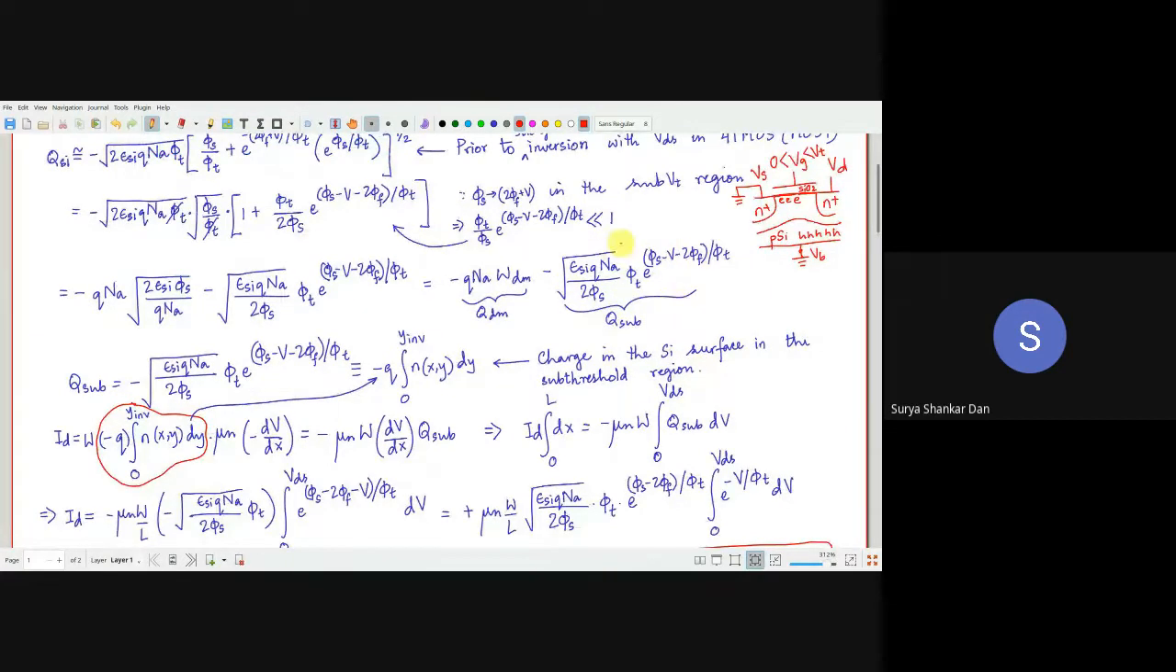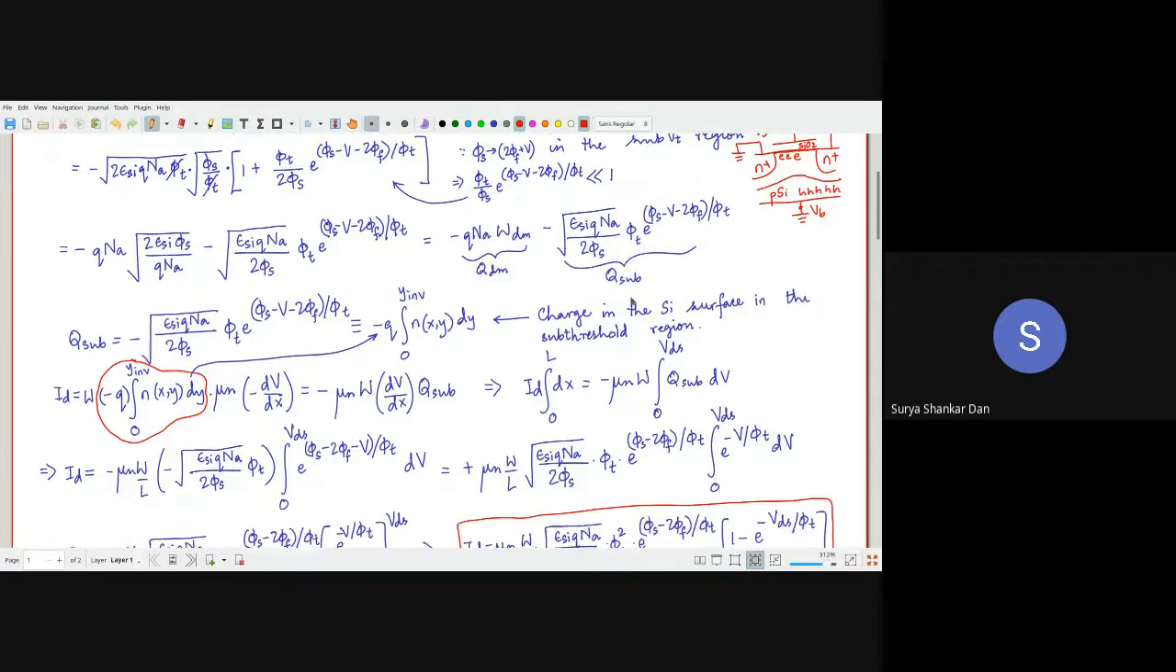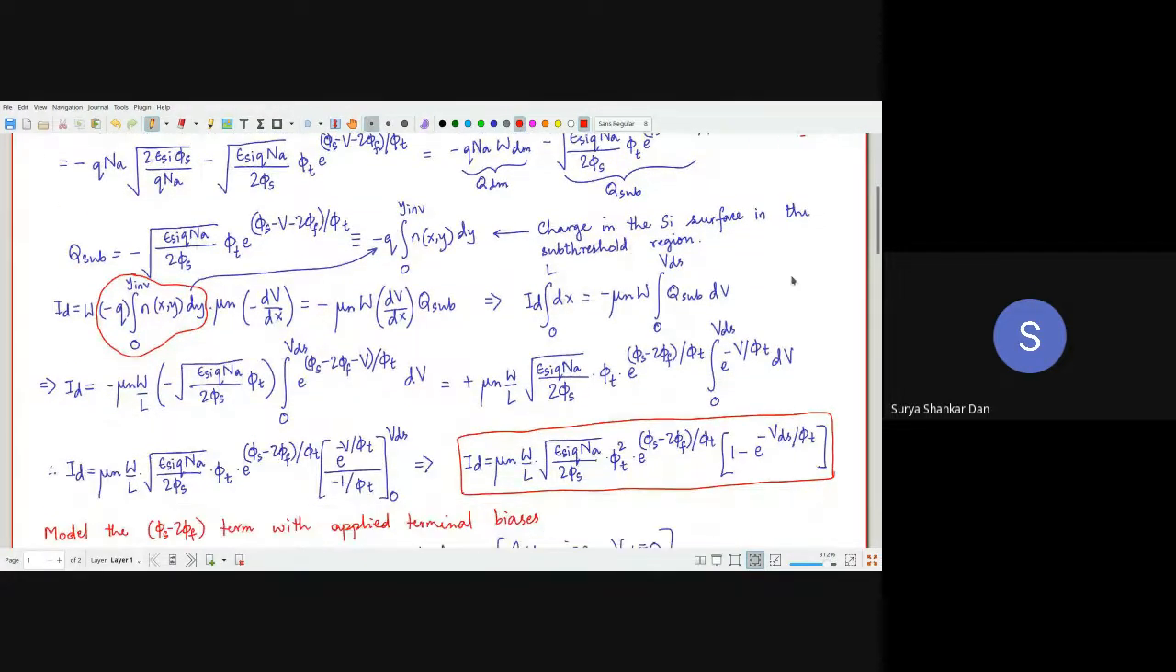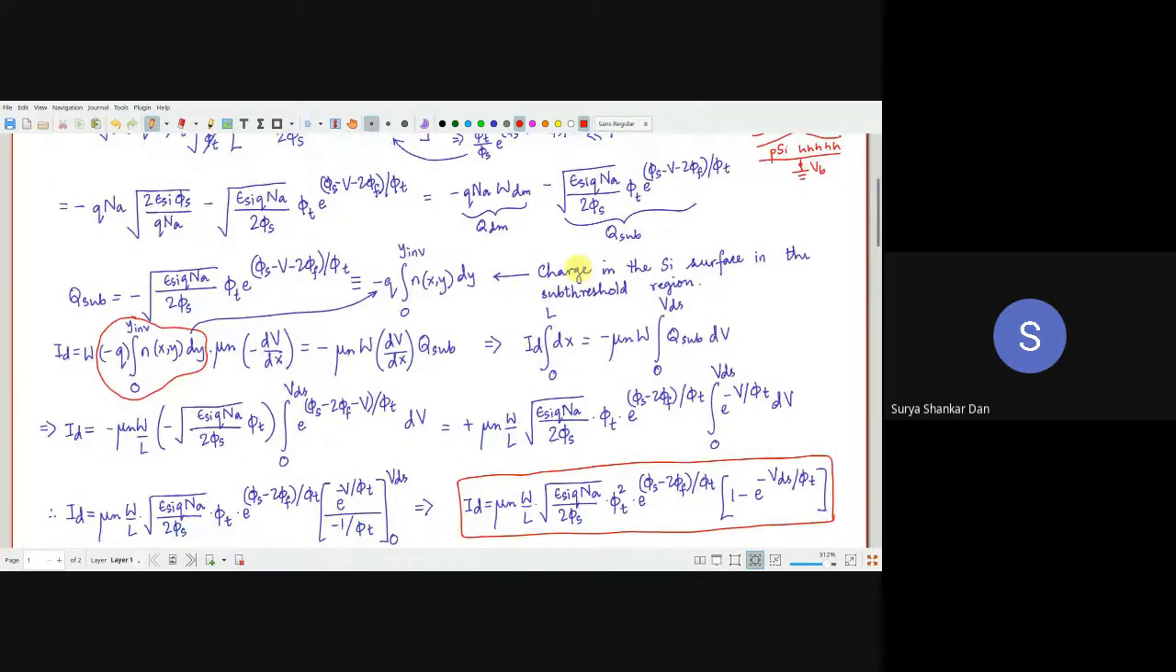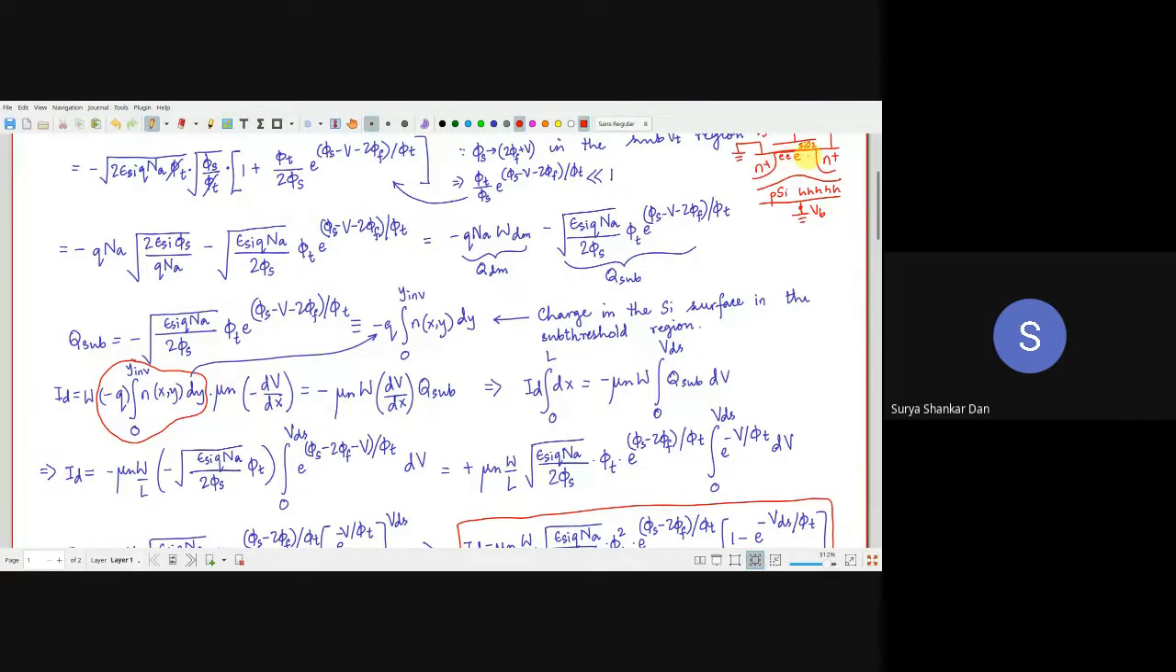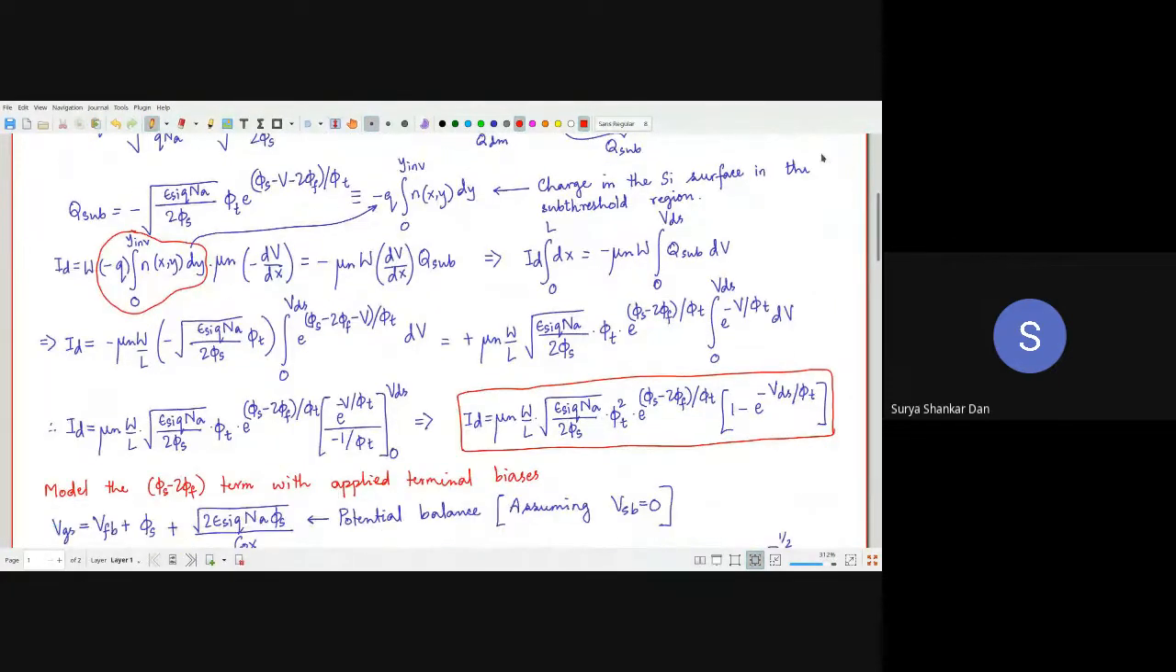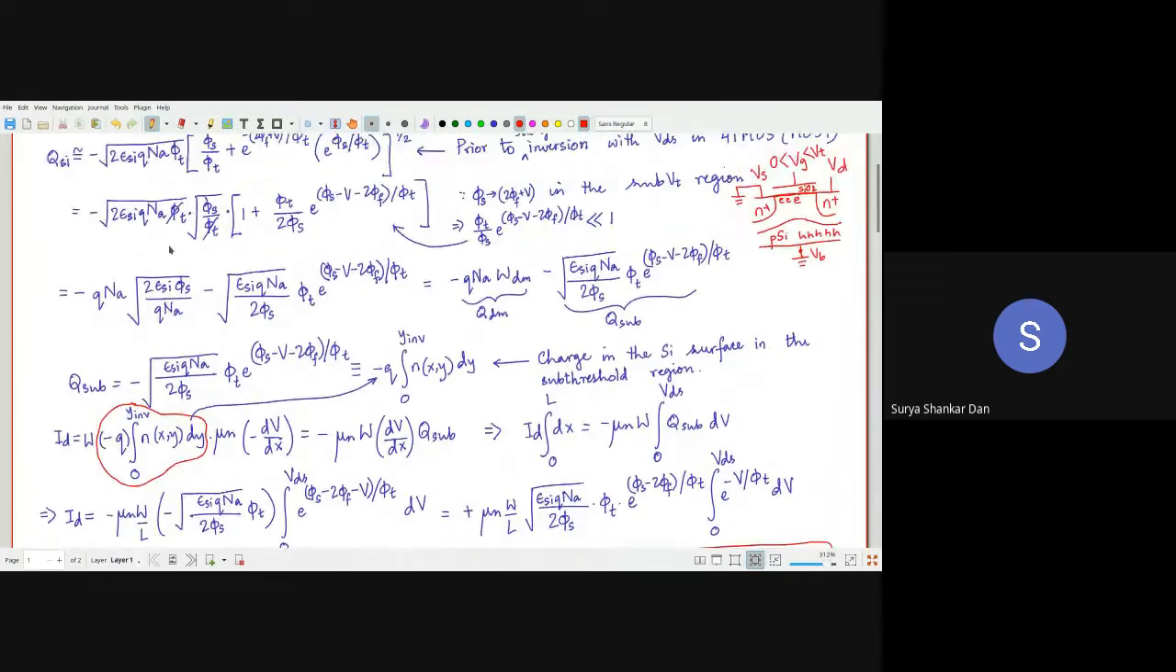Once we get hold of the subthreshold region charge, then we can go ahead and find the current. So this is the charge in the silicon surface in the subthreshold region. From there, I have tried to figure out the current which is possible because of this charge flowing along this surface region. This is a trick I have used, because remember there is a VDS voltage. VD and VS we have applied.